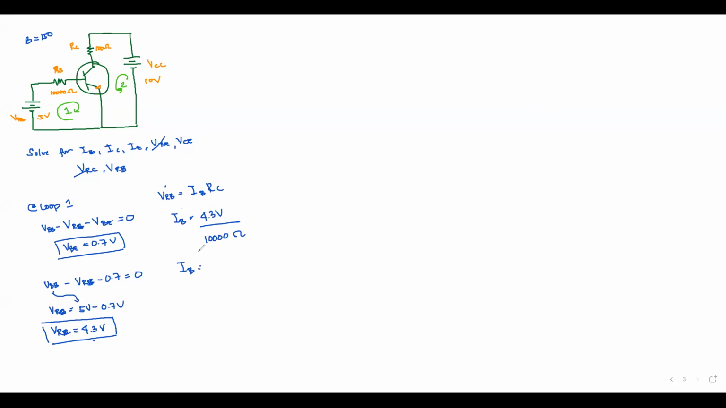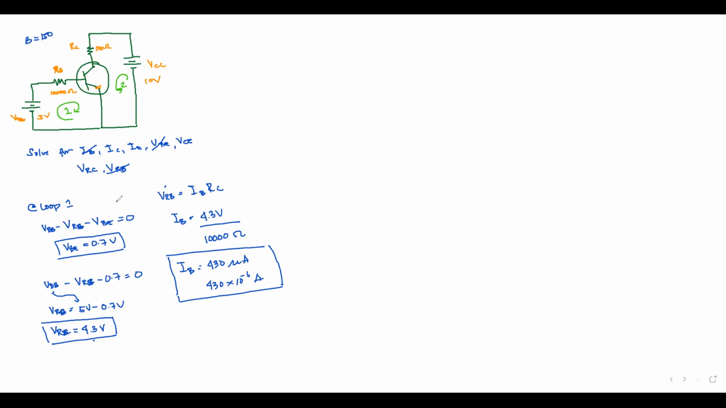This will give us 430 microamperes. So this is 430 times 10 raised to negative 6 amperes. Either way, they're the same. So I have now my I sub B. Okay na siya. So I sub B, VRB. Okay? So we have these two.